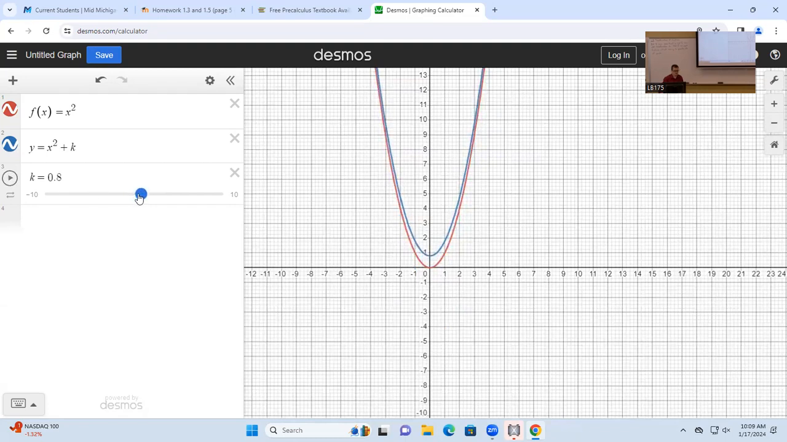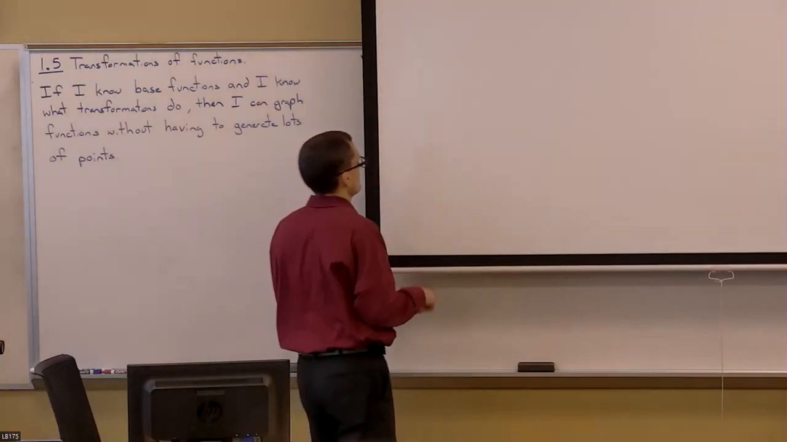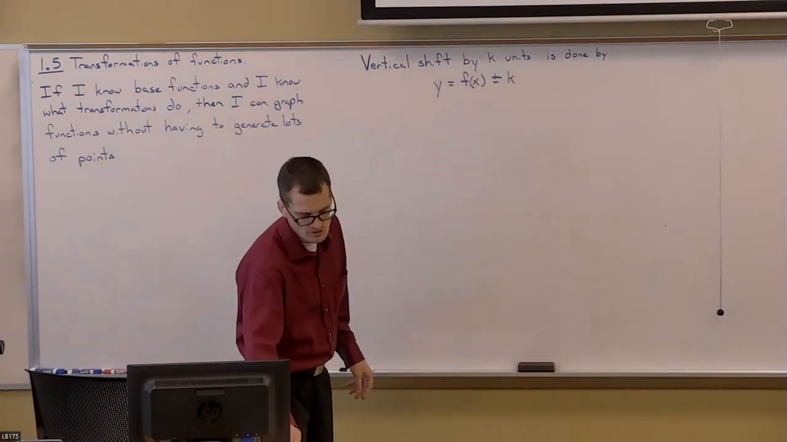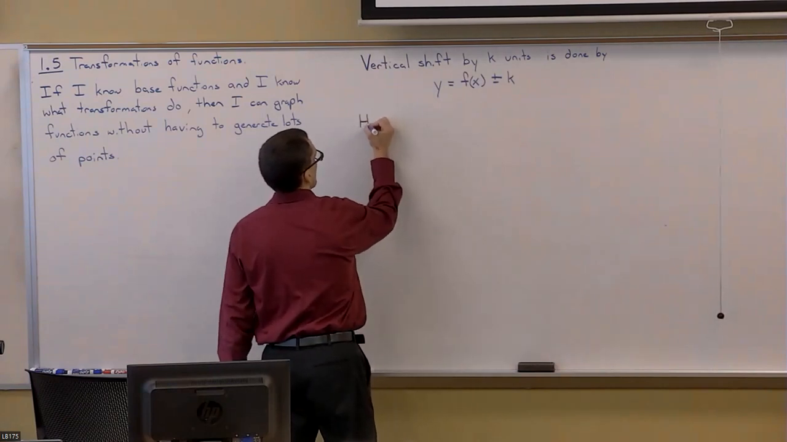If I want to shift it up 2, I'd go x squared plus 2. Shift it down 2, x squared minus 2, right? So that makes sense? Good. So that's a vertical shift. Okay, so let's talk about the other shift. Let's shift horizontally.